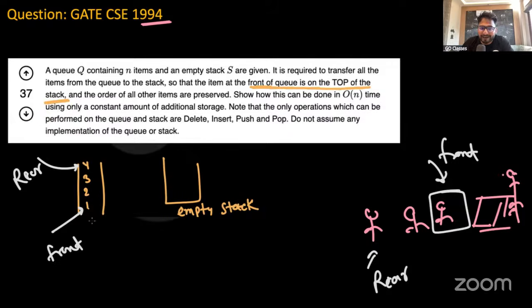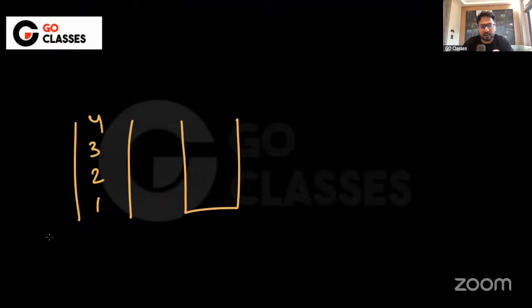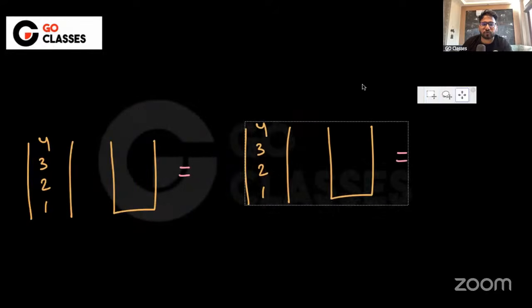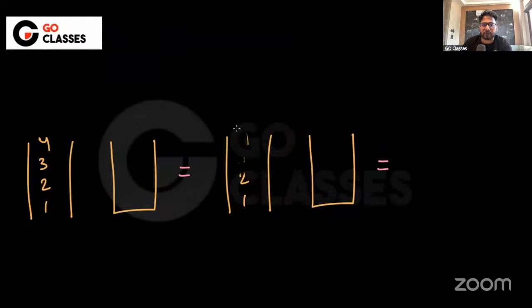See, if you directly insert, then obviously the front will not be on the top. If you directly insert these four items into the stack, then you will be dequeuing it and putting it here, so one will be here. At most what you can do is transfer, that's not an issue, but one will not be on the top. So once you transfer, you will have something like this: one here, then two, then three, then four.